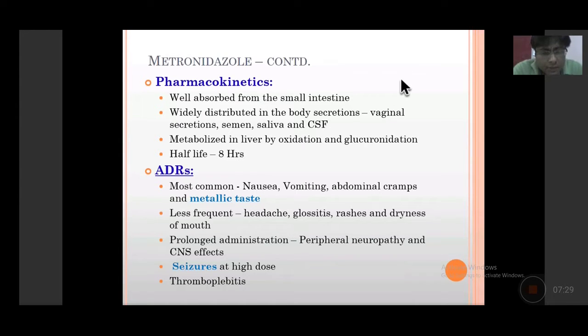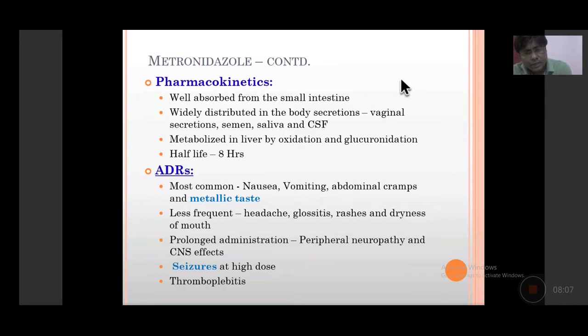ADRs: the most common ADR with metronidazole, apart from nausea and vomiting, is the metallic taste, which is very, very common. Most patients on metronidazole will complain of metallic taste. So it is very important to advise them beforehand, so that compliance will improve, that it can cause metallic taste. With that advice, the patient tolerates it, because otherwise they are in fear that something bad is happening to them. That's why it is very, very important to advise beforehand that it will cause metallic taste. It leads to some taste problems.